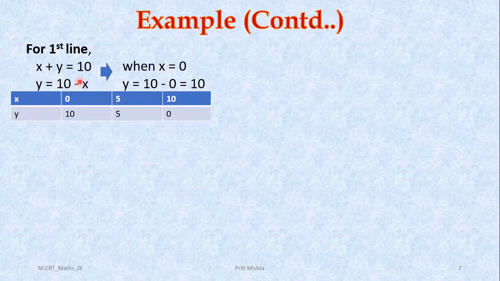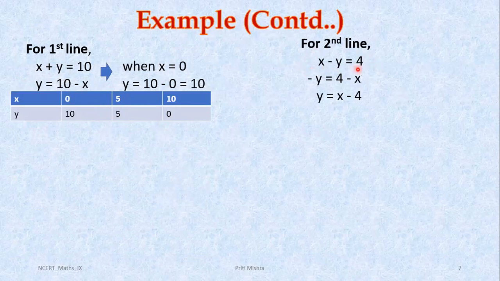For x equals 5, easily you can see here y will be 5. For x equals 10, y will be 0. So here we have three different solutions for this equation. Now we will make just the same table for the second equation.